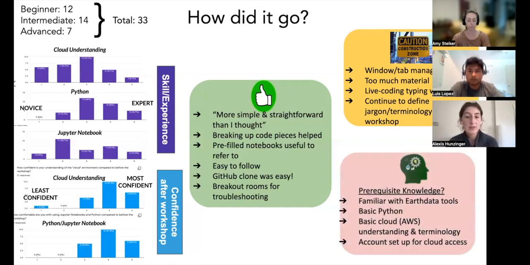And then finally, we just asked staff what knowledge they wish they would have known beforehand. And many just wish they knew a little more Python, a little more AWS and cloud terminology, and some more familiarity with the tools that Earthdata already provides.